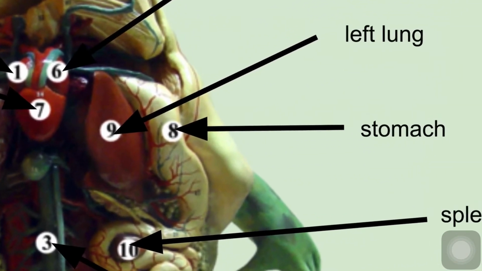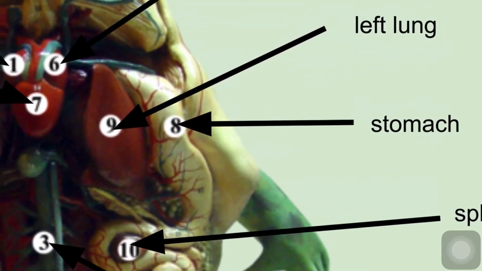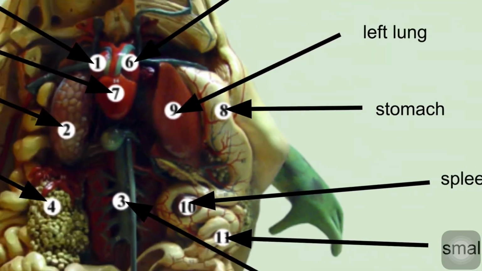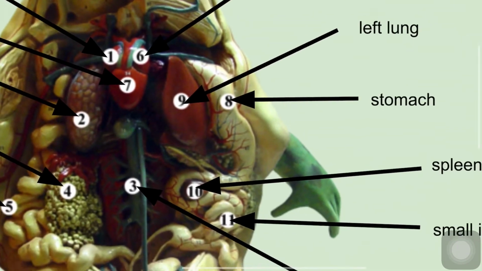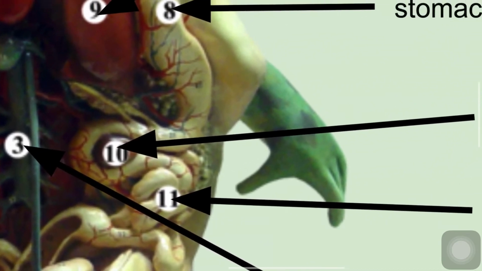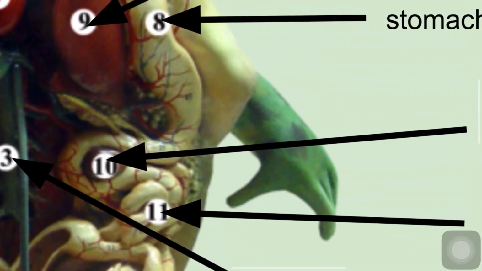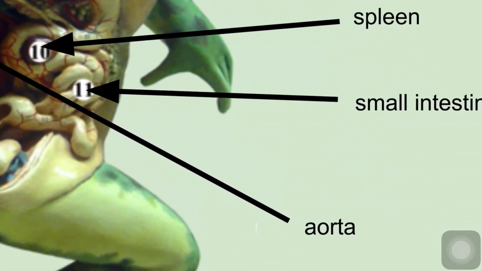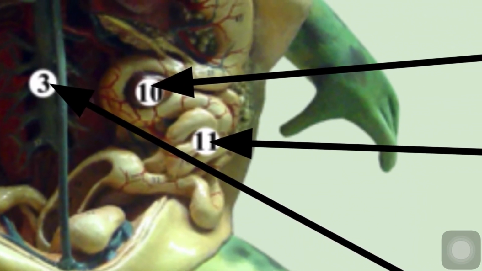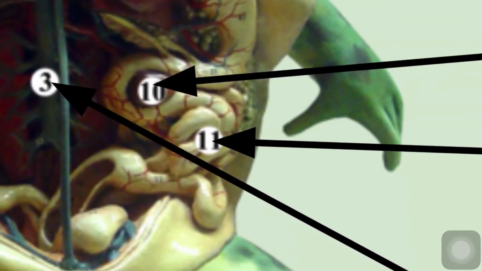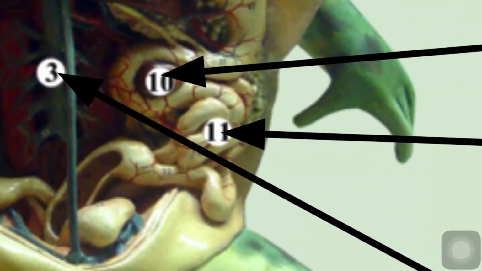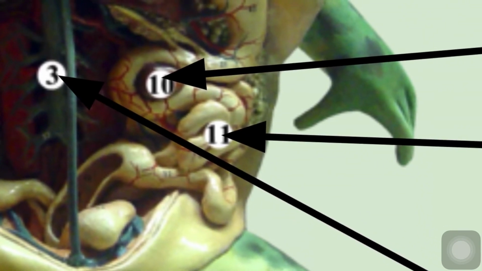And here, labeled with number 8, is the stomach. This is the food storage organ and the first major site of chemical digestion. And this right here, labeled with number 10, is their spleen. This functions as a reservoir for blood. And right here, labeled with number 11, is their small intestine, where absorption of digested nutrients happens.